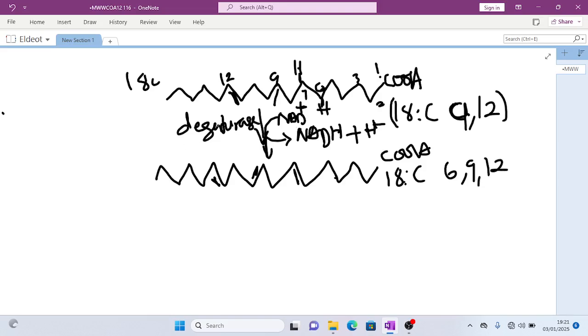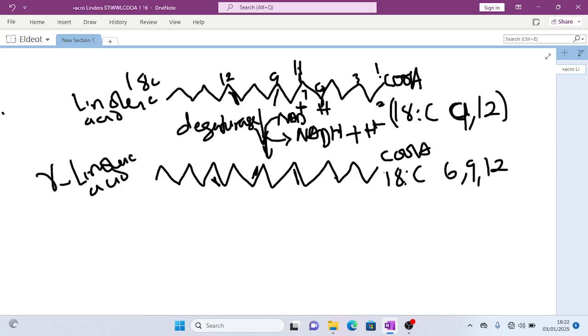So this is no longer the regular linoleic acid. This is our regular linoleic acid, but this is called gamma linoleic acid. So gamma linoleic acid is an 18 carbon carboxylic acid with 3 unsaturations from the positions 6, 9 and 12. So this gamma linoleic acid will then be elongated due to the addition of 2 carbons from malonyl-CoA.